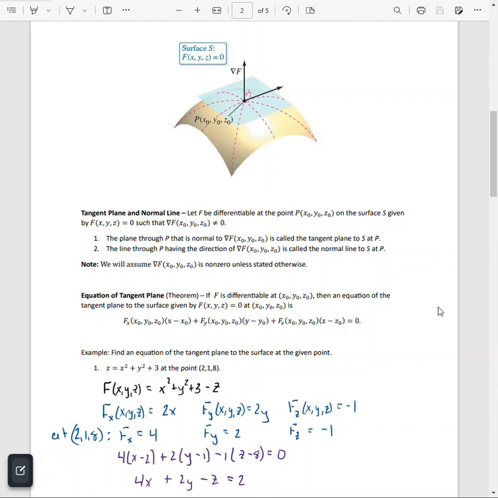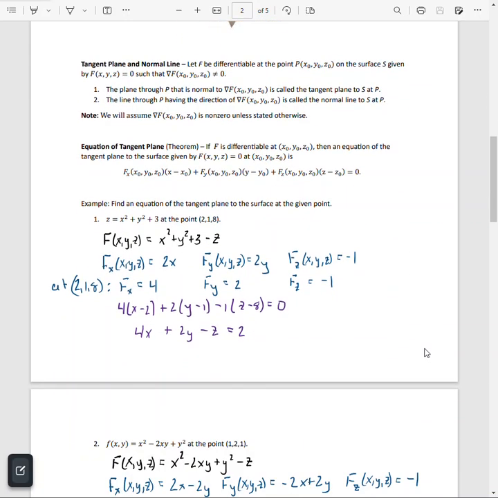The line through P having the direction of the gradient of capital F is called the normal line to S at P. So we're looking for planes and we're looking for lines. We have our gradient, we have our normal line, and we have our tangent plane. For the rest of this discussion, we will assume that the gradient of capital F is non-zero at any specific point unless stated otherwise. So in all the examples, assume it's not zero unless they tell you specifically that it is zero. Okay, let's look at the equation of the tangent plane.